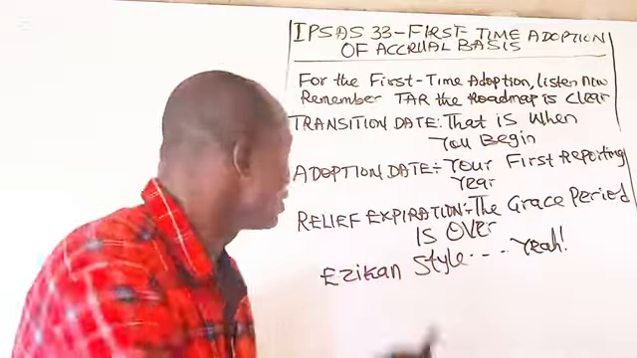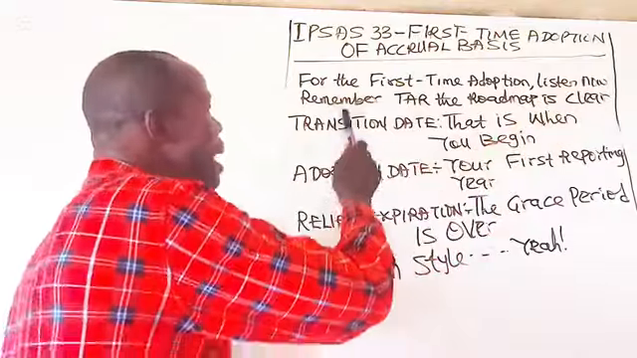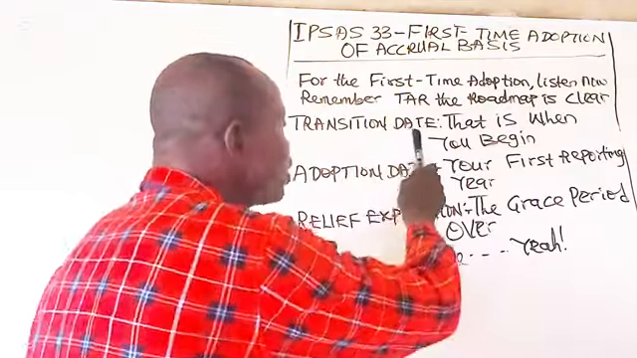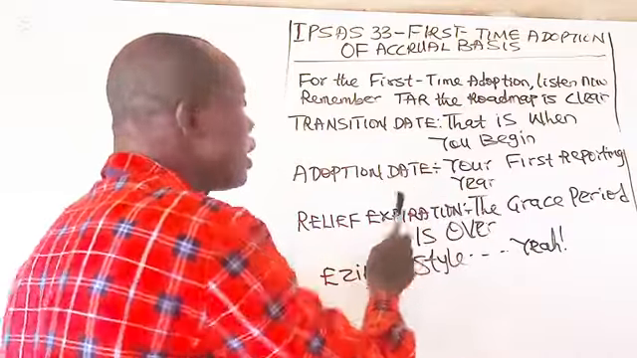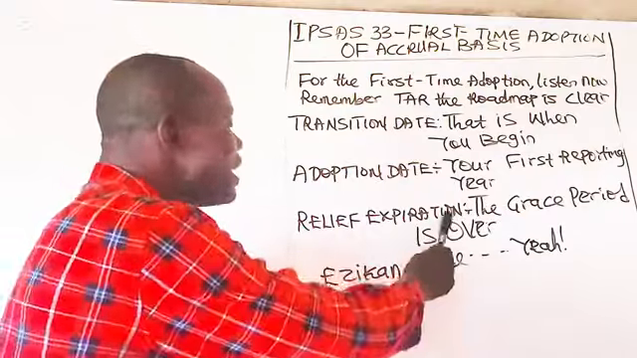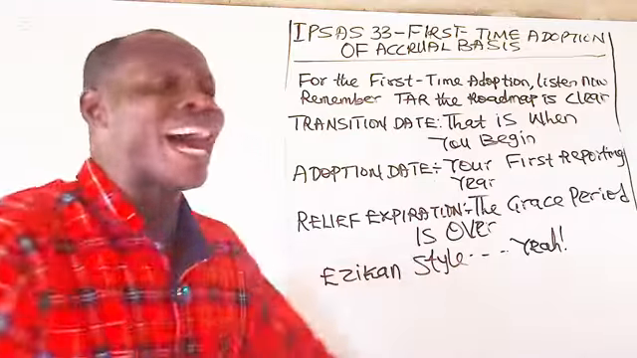For the first time adoption, listen now. Remember TAR, the roadmap is clear. Transition date, that's when you begin. Adoption date, your first report is here. Relief expiration, the grace period is over.